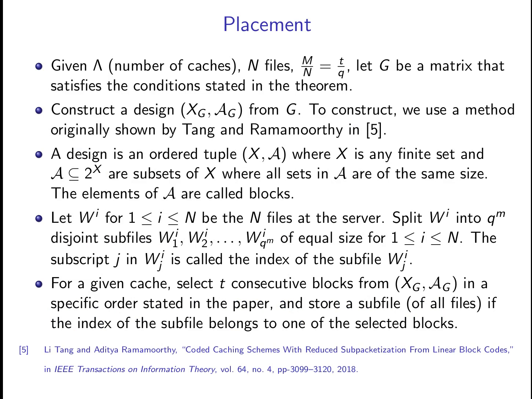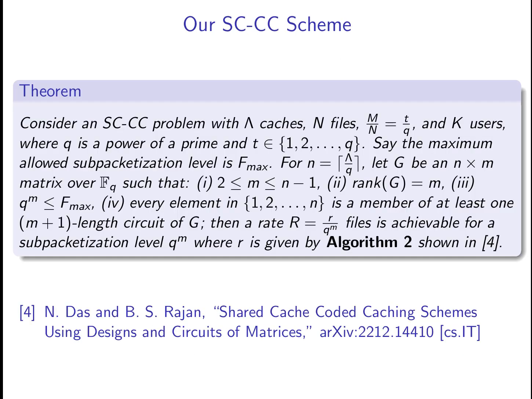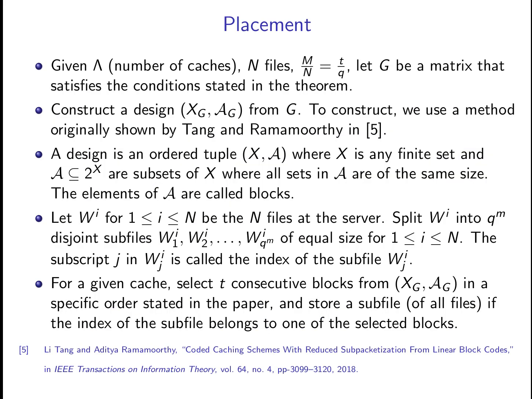Given lambda caches, capital N files, m by n equal to t by q, let G be a matrix that satisfies the conditions stated in the theorem. Now it can be shown that such a matrix would always exist, like the previous theorem says. Such a matrix satisfying the conditions stated in the theorem always exists. It has been shown in the paper.